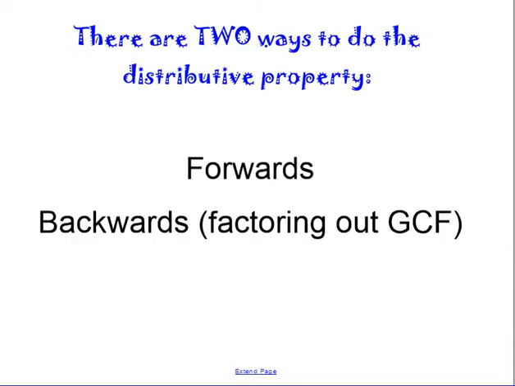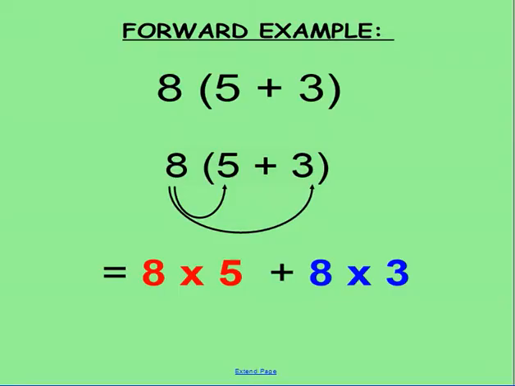Again, there's two ways to do distributive property. We're going to first focus on forwards, and then we're going to talk about backwards. And backwards has another name: it's called factoring out the GCF. So the GCF is very much involved, and we'll get to that a little bit later.